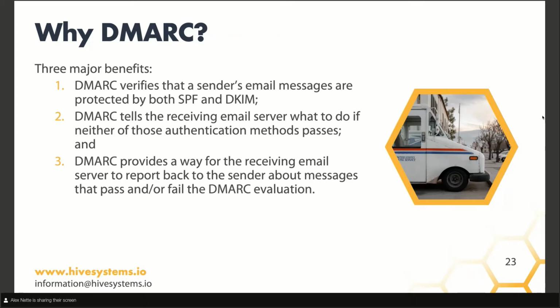Ultimately, DMARC provides a way for that receiving email server to report back to the sender, that's you, about messages that pass and/or fail the DMARC evaluation. This is the biggest benefit to the DMARC record setup. Ultimately, it lets you know who's sending emails on behalf of your company. This is great for your understanding, to make sure that maybe that list you compiled earlier does align with what you know, or if there are emails being sent on behalf of your company that don't land on that list.